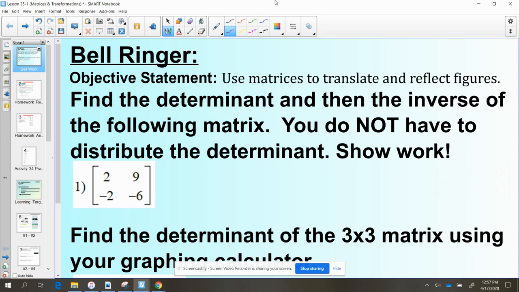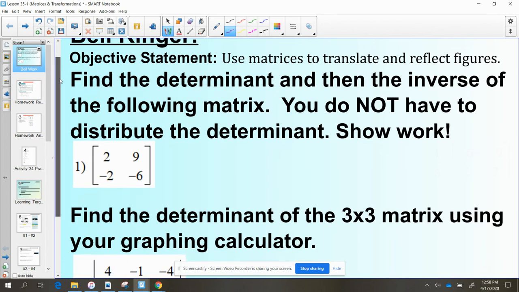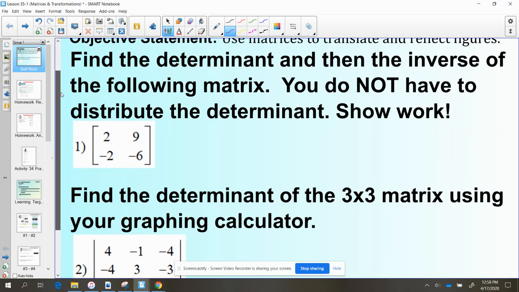Everybody, today we are going to start off the lesson by talking about a little bit of review of our inverse. So for number one on the bell ringer, what you're going to do is set up the work for the determinant. You don't have to distribute the 1 over the determinant outside. You just have to set up that value and then times your flipped around matrix.